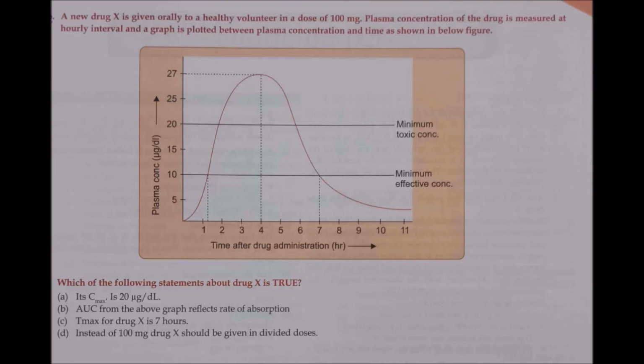Option C, Tmax is 7 hours. In this graph, we can very clearly see that the Tmax is 4 hours and not 7 hours. Option D, instead of 100 mg, drug X should be given in divided doses.